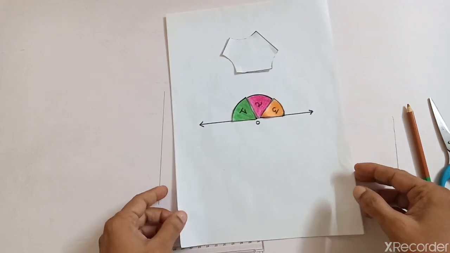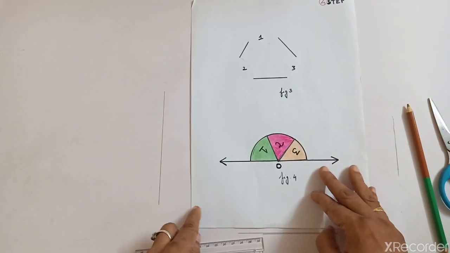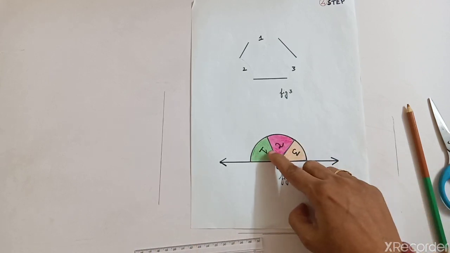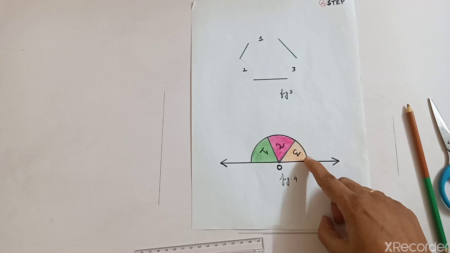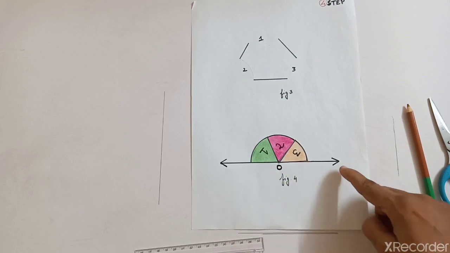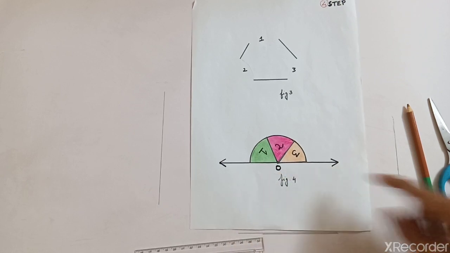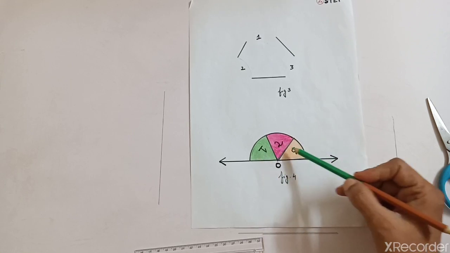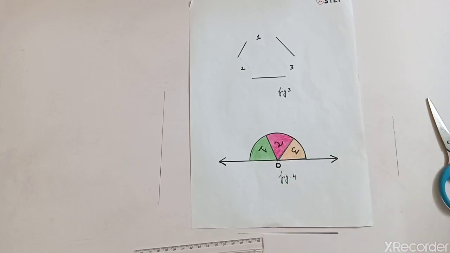Now I have stuck it. I'll show you how it looks. It will look like this. You can see here all these angles are stuck here. Okay, with the help of fevistick you can stick it, and this is the straight angle. This is the center point O. You can see here angle 1, angle 2, angle 3, and with the help of a protractor you can measure also.